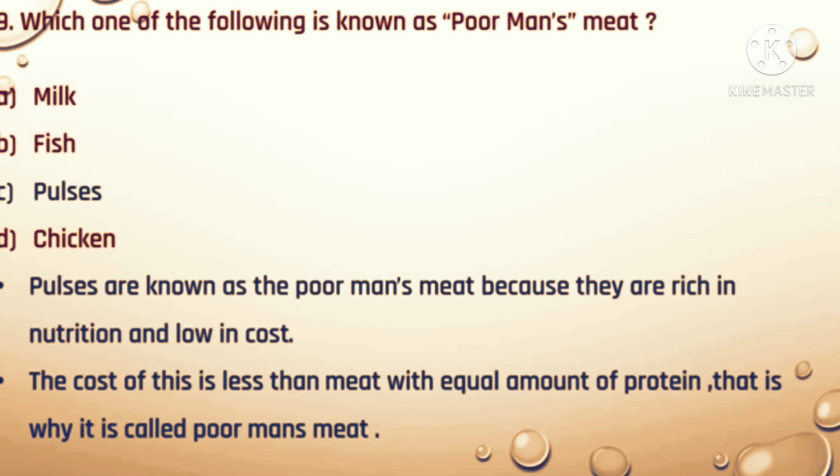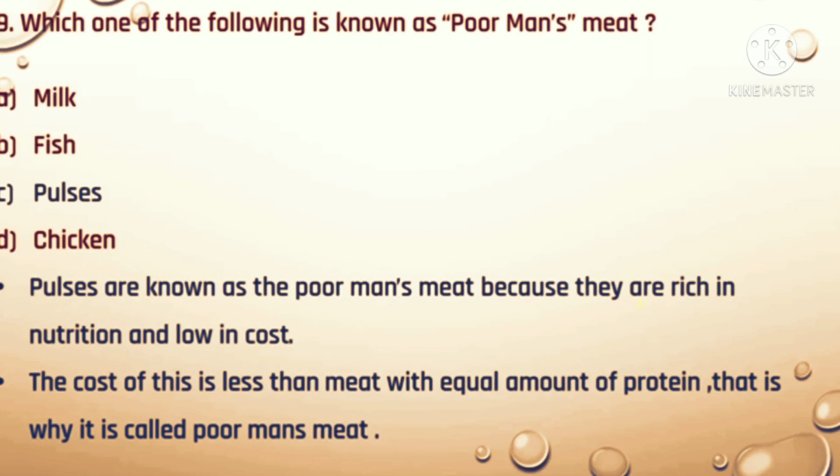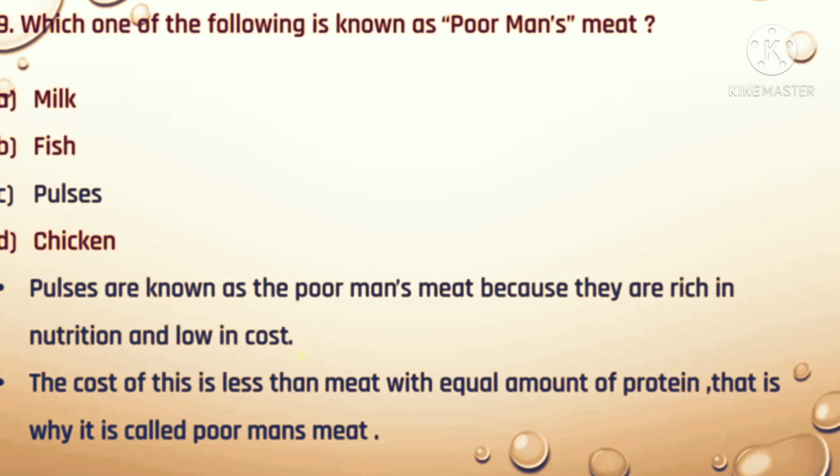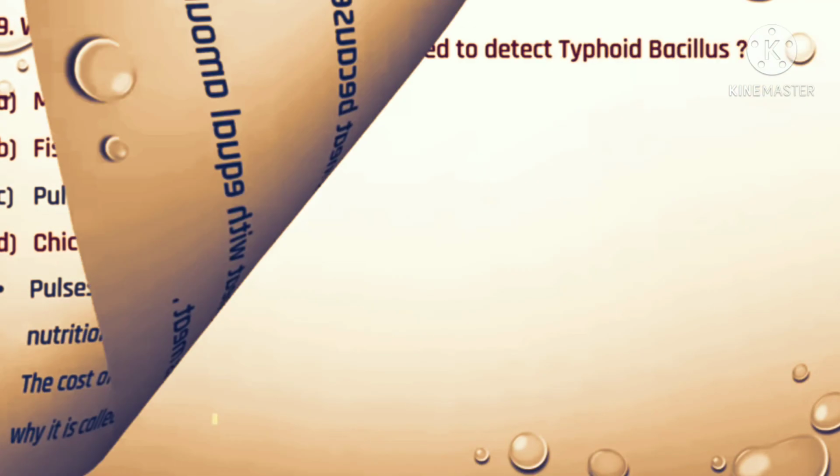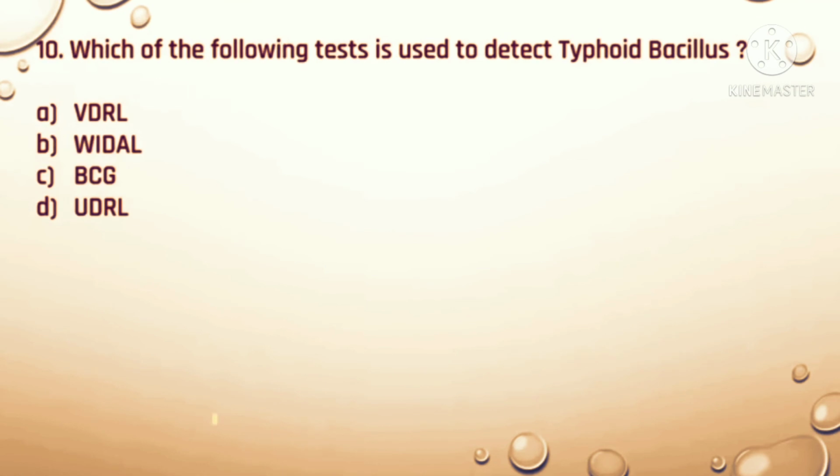Pulses are called as a poor man's meat because they are very rich in nutrition and also low in cost. The cost of the pulses is less than meat, and also the amount of protein which is getting from the pulses are also equal or more than the meat we get. So it is called as poor man's meat.